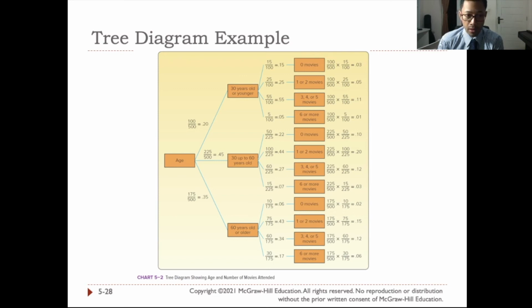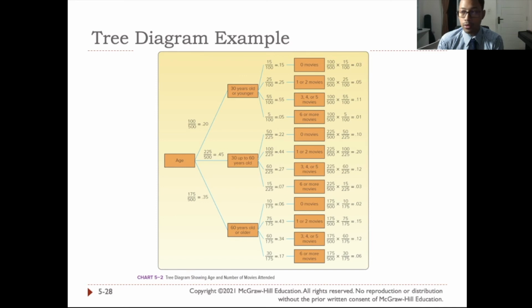That's the probability of 30 up to 60 years old multiplied by 1 or 2 movies, which is 100 over 225. And so the multiplication will yield 0.20. So the probability that an individual aged between 30 and 60 watches 1 or 2 movies per month is going to be 0.20.